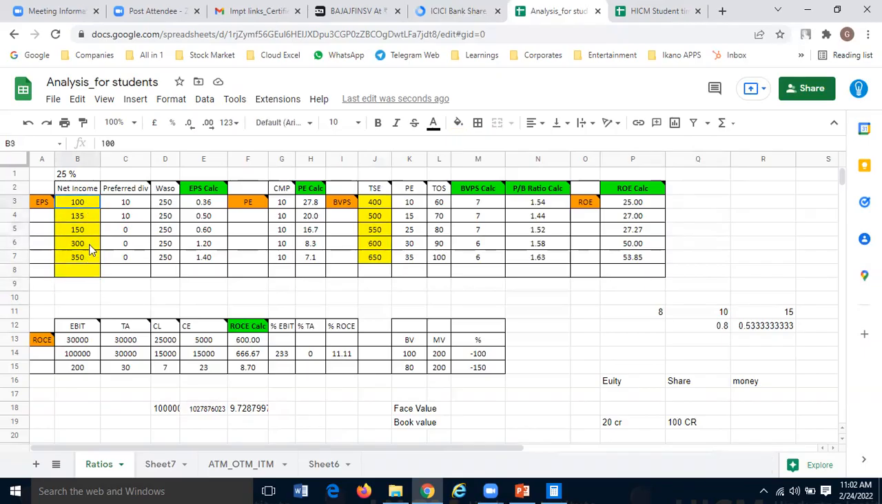We say the net income should become more, and the TSE should also become more, but not at the alarming rate at which the net income is increasing. So this is how, they say, everything is interlinked.